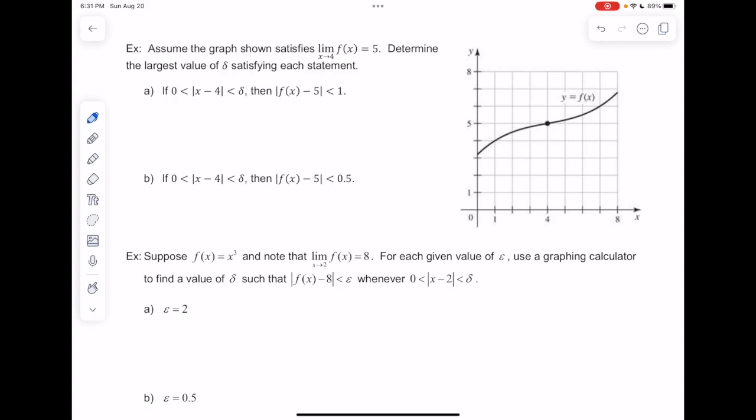So assume the graph shown satisfies the limit as x approaches 4 of f of x equals 5. Determine the largest value of delta satisfying each of the statements below. So we want it to be true that if the distance between x and 4 is less than delta, then the distance between the function and 5 is less than 1. So this is our function right here.